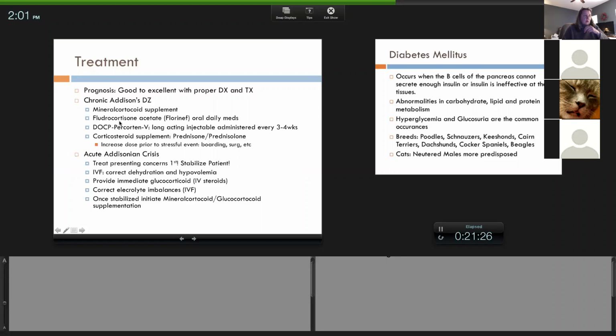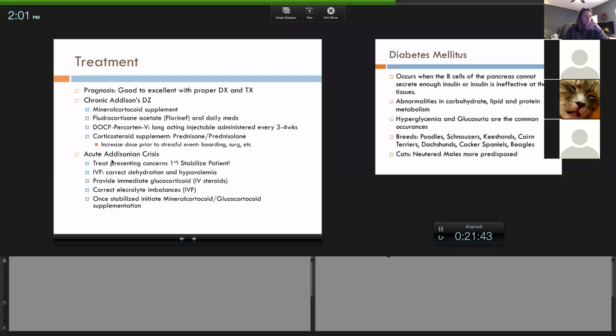There's a medicine called fludrocortisone acetate. It's also known as Florinef. And this is a daily medication that they will give the patient. This is for life, and this will supplement the mineralocorticoids.